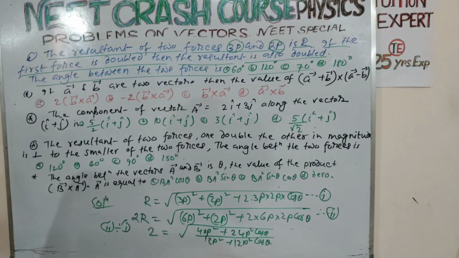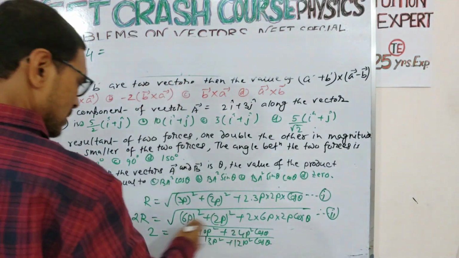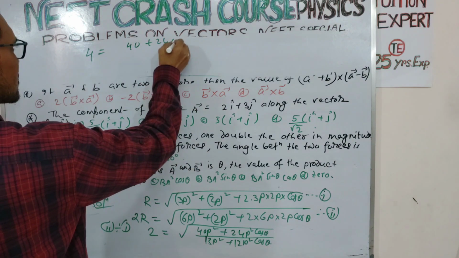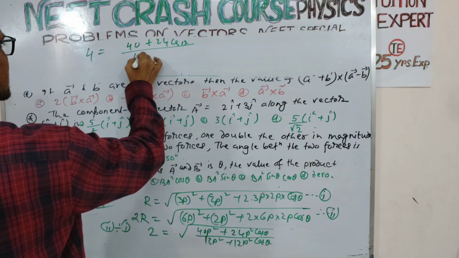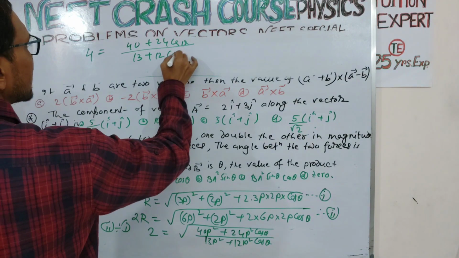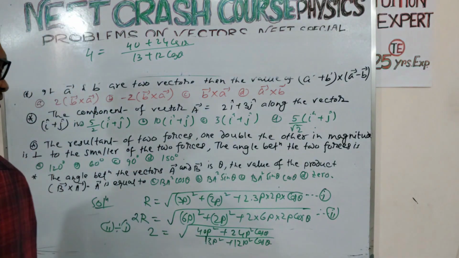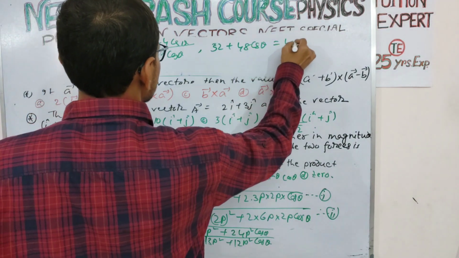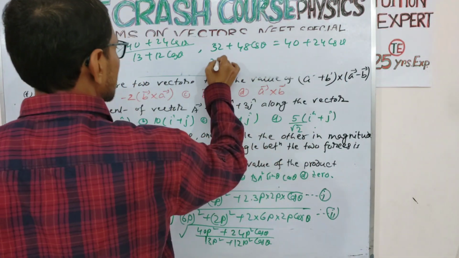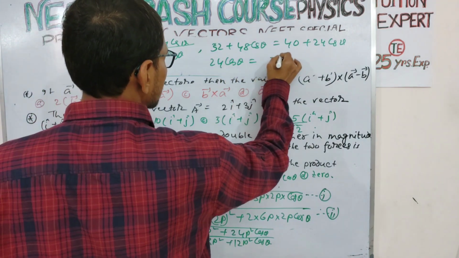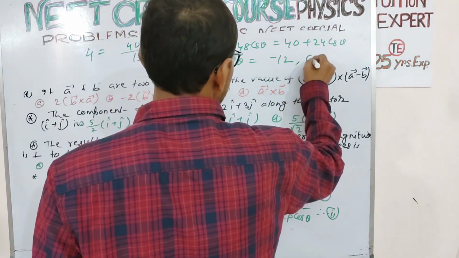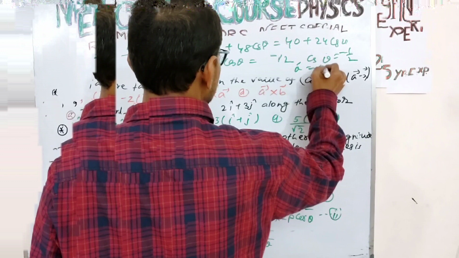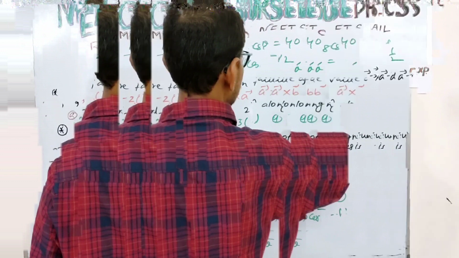Now just 4 equal to, and p square common, so this will be 40 plus 24 cos theta divided by 13 plus 12 cos theta. We cancel p square from numerator and denominator and square both sides, so we get 40 minus 52 minus 12, so cos theta equal to minus half, that is theta equal to 120 degree. So the answer is 120 degree.